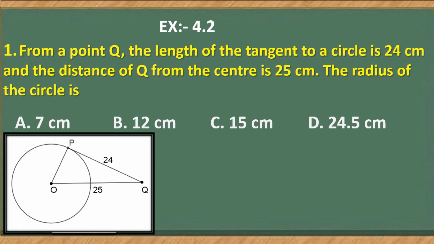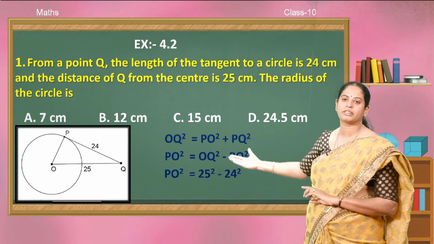So, we have a figure for the statement. Here PQ is 24 centimeter and OQ is 25 centimeter. We have to find the length of the radius, that is OP. According to Pythagoras theorem, hypotenuse square is equal to the sum of the squares on the other two sides of the triangle. Hence, OQ square, we know it is 25 square, which is equal to PO square plus PQ square, which is 24 square. But we do not know PO square. Substitute the value in the equation, or we can express the same statement for PO square.